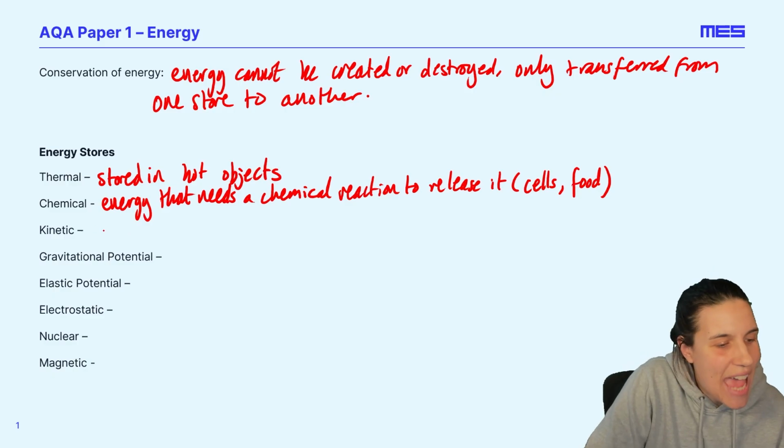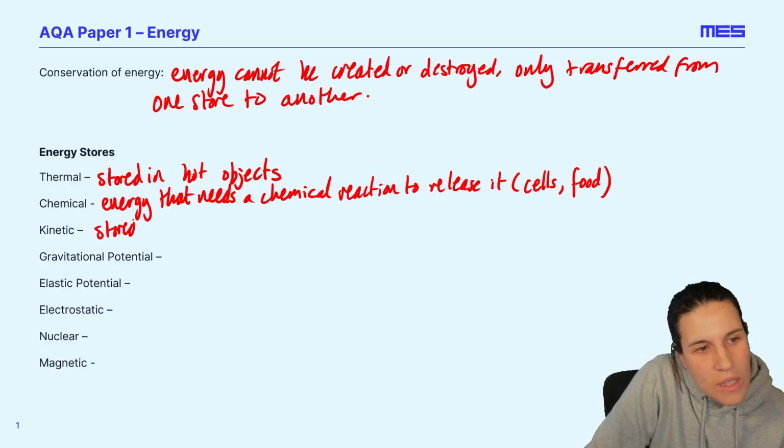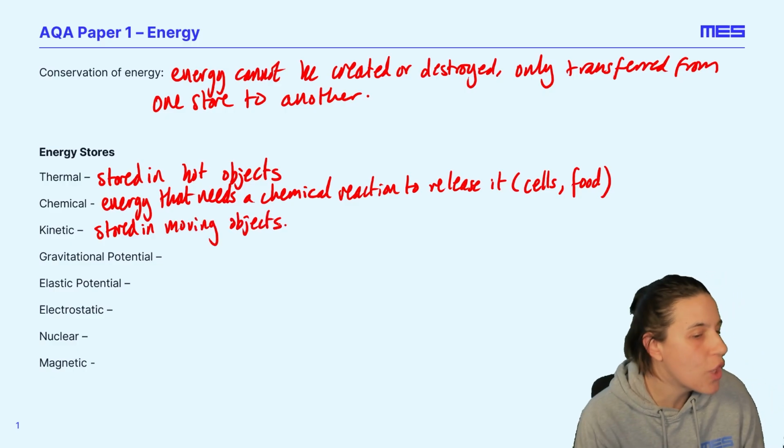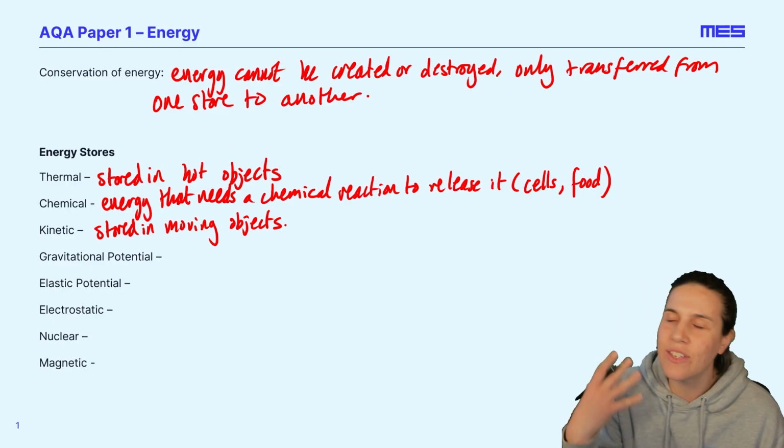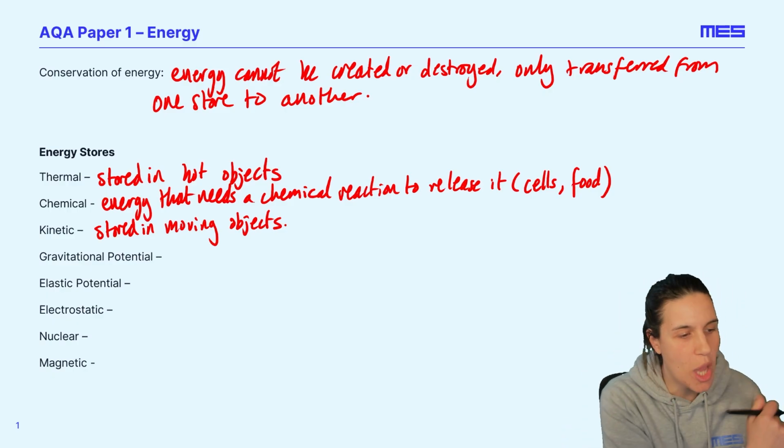Right, kinetic energy is energy that's stored in moving objects. The faster an object is moving or the heavier an object is, the more kinetic energy it will be storing. There's an equation for kinetic energy we're going to go through in just a minute.